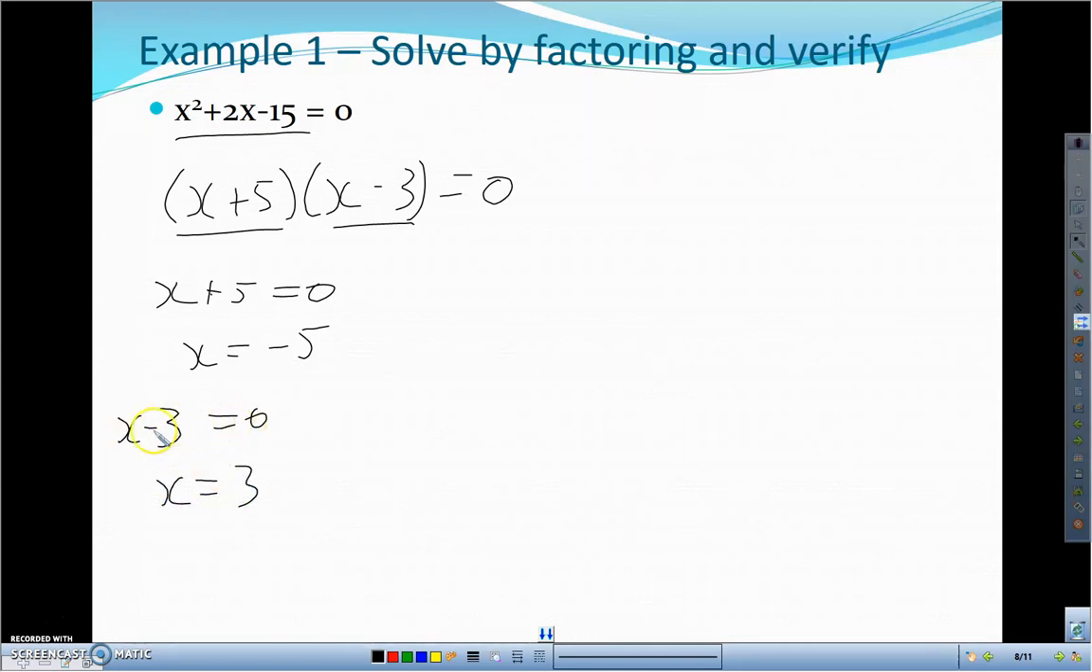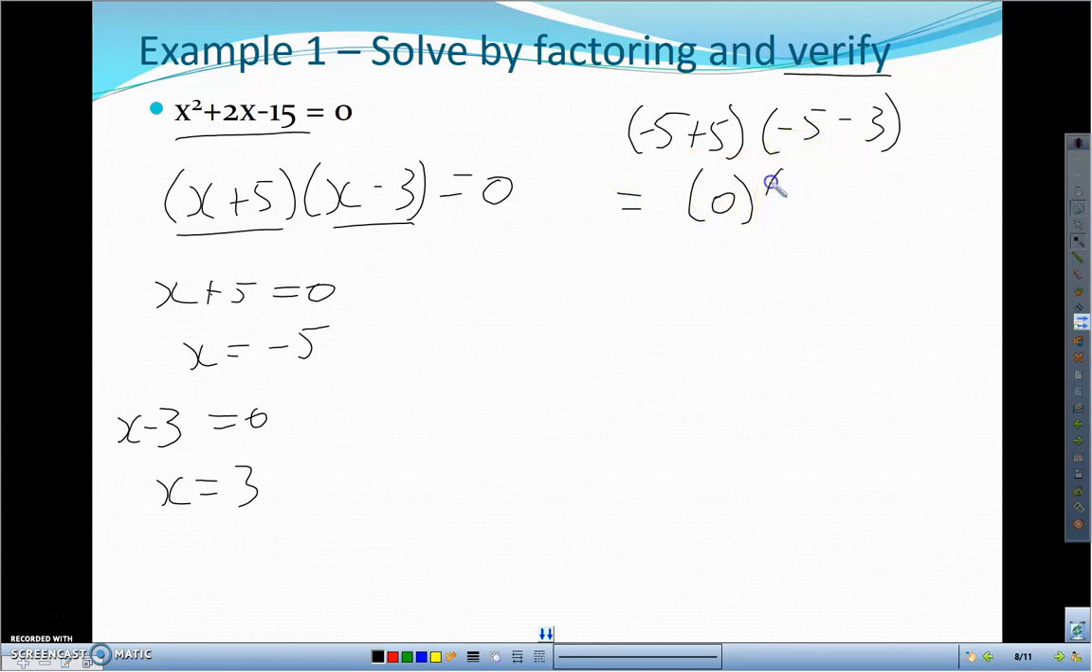And what we're doing is we're solving these equations separately. And the other thing that this is asking us to do is to verify that this is true. And so I'm going to show that that is true. So if we were to take this factored form and substitute these values back in, we should get 0. So we're going to say x is equal to minus 5. Minus 5 plus 5, and minus 5 minus 3 is equal to 0. Minus 5 minus 3 is minus 8 is equal to 0. So that works out. We wanted to make it 0.